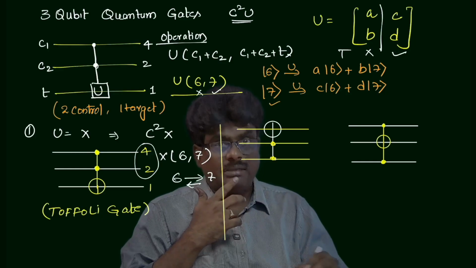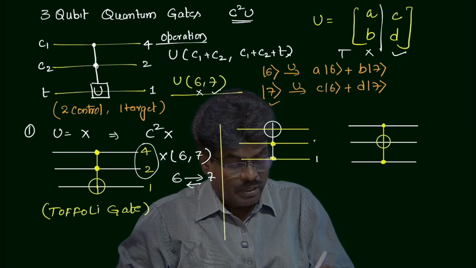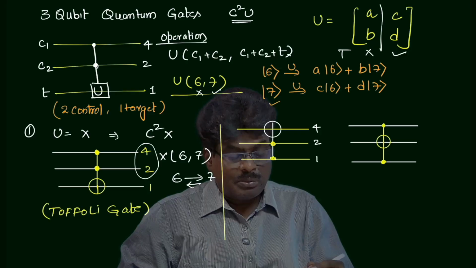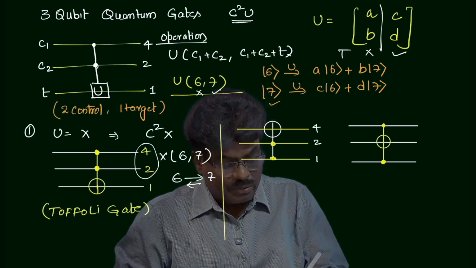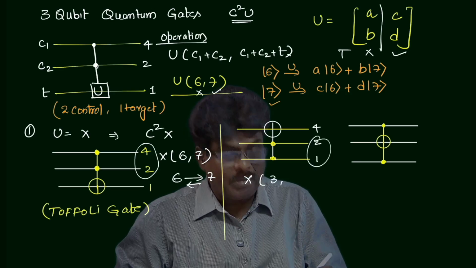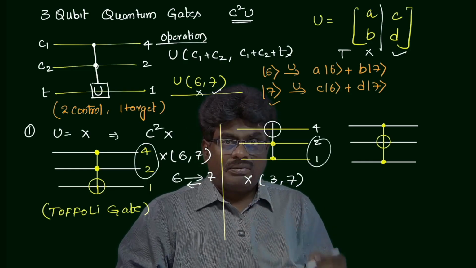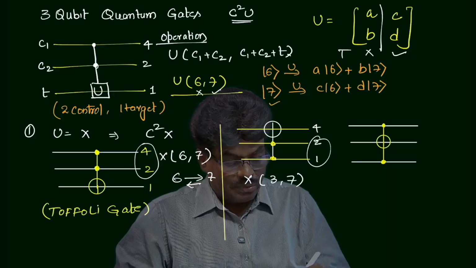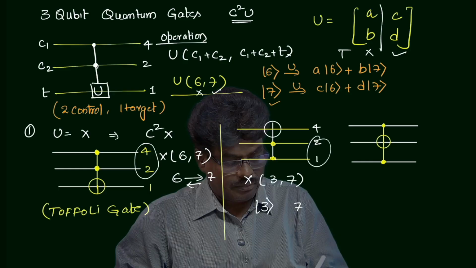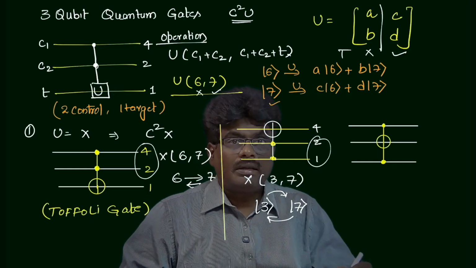Okay. Next, let us take a few more examples. Let us take two more examples like this. Now give the decimal notation 1, 2, 4. So here two controls are there, that is 1 and 2. So that's why this is X of 1 plus 2, that is 3, comma 3 plus 4, 7. So it will flip only 3 and 7. So 3 to 7 and 7 to 3. Right.